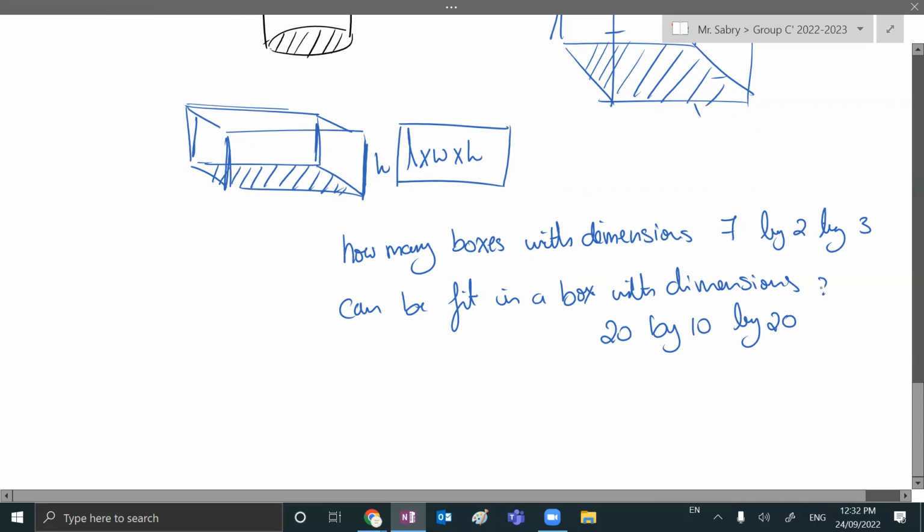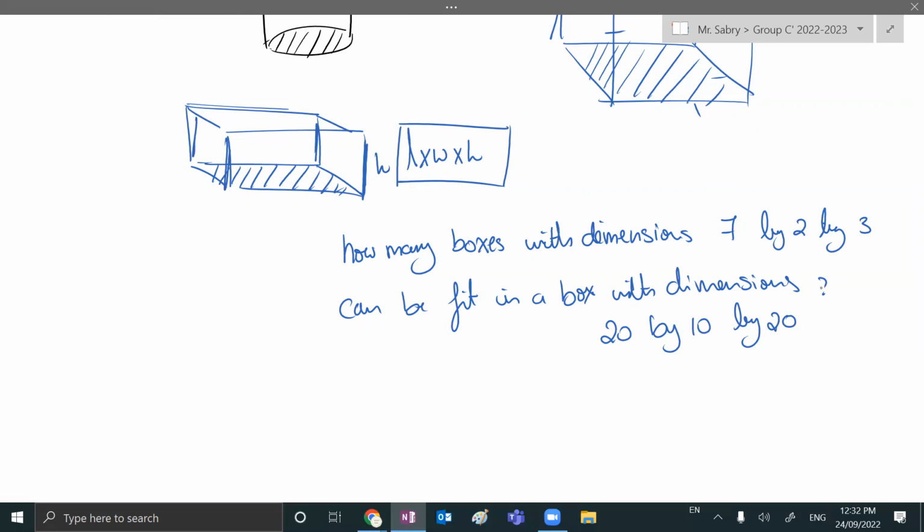So what is the question asking you again? It's asking you how many of a specific box can be fit inside a bigger box. These types of questions are there a lot. Sometimes it was about a CD box. So a bigger box can take how many smaller boxes of the CDs, or something just like this.